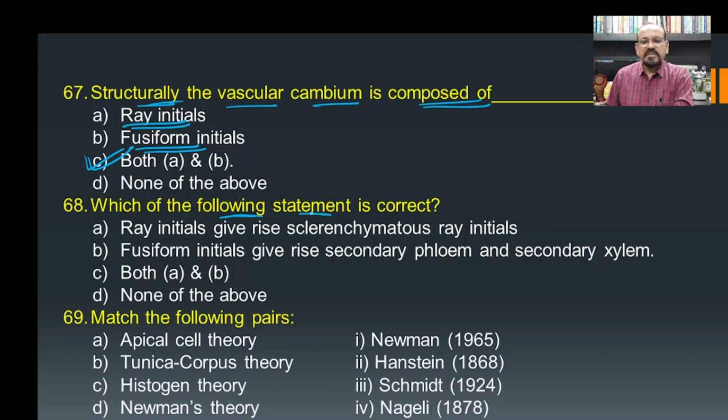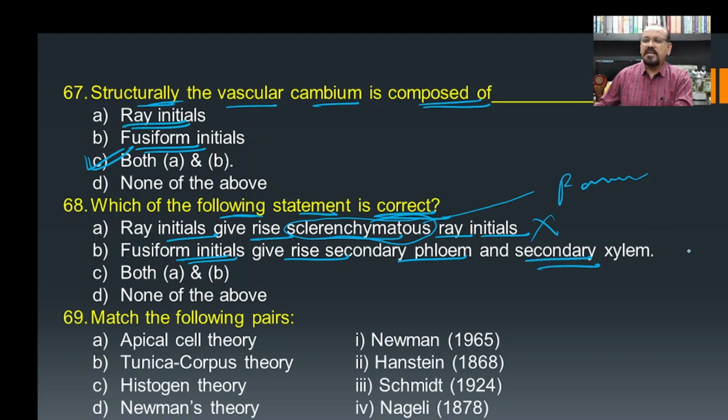Then which of the following statements is correct? The ray initials give rise to sclerenchymatous ray initials. This is a wrong statement because the ray initials are responsible for parenchymatous rays, and the fusiform initials give rise to secondary phloem and secondary xylem. This is the correct statement, and hence B will be the correct answer for this question.